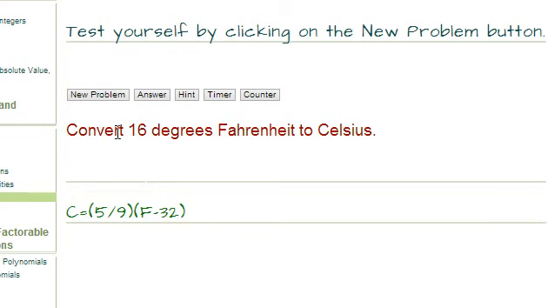Alright, let's take a look at this one. This is asking us to convert 16 degrees Fahrenheit to Celsius. And of course, here's the hint: they've got Celsius, which is a function of F. Let's remember that. So we want to convert 16 degrees Fahrenheit to Celsius. Let me write that down so I don't forget it.